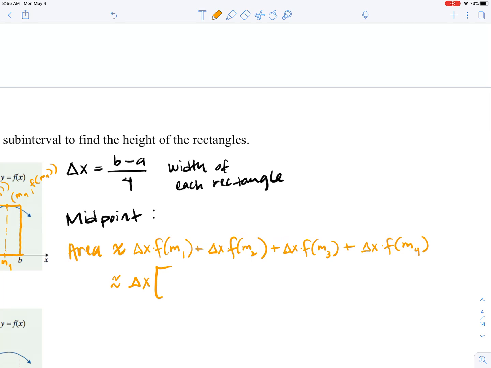Now notice that you could also factor delta x out. So then the approximation of the area would be delta x times the sum of all the heights of the rectangles.